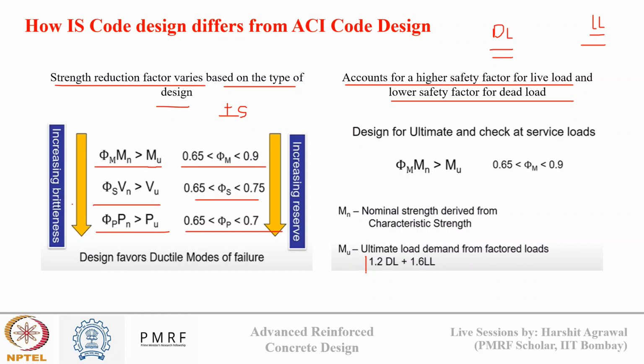So you can see 1.2 for dead load, 1.6 for live load. Unlike our case in IS design, where we generally take 1.5 for both dead load and live load. So these are some of the changes that are there in different codal provisions.